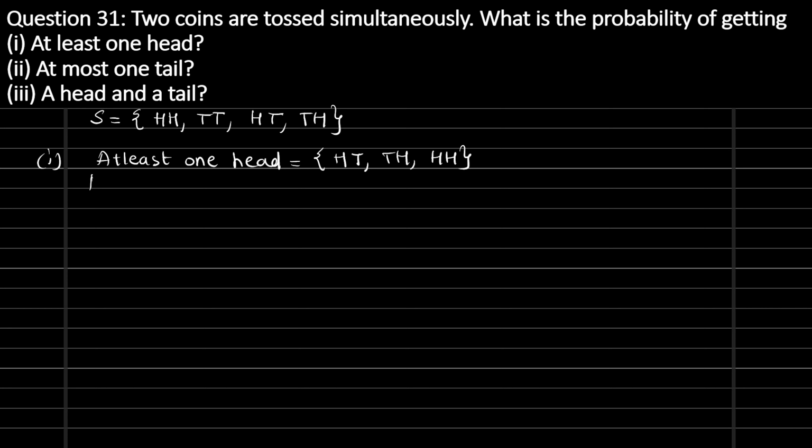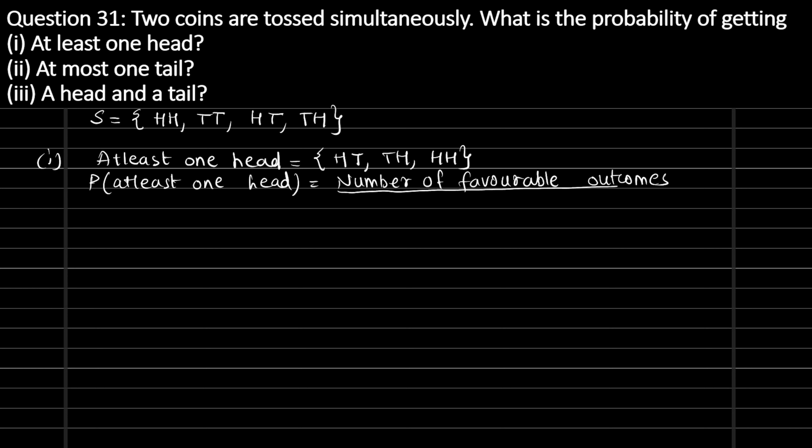Now, probability of getting at least one head will be equal to number of favorable outcomes divided by total number of outcomes. Number of favorable outcomes are how many? 3. And total number of outcomes are 4 in the sample space, right? So therefore 3 by 4 is going to be our probability.